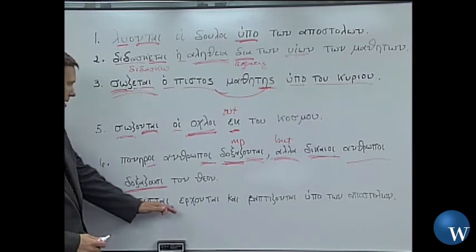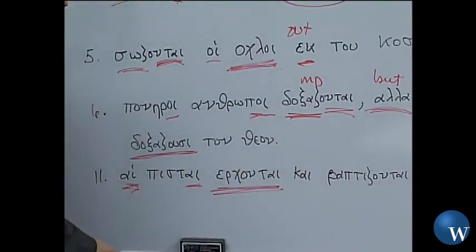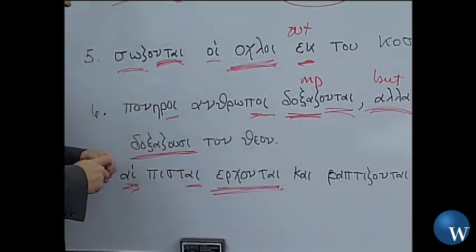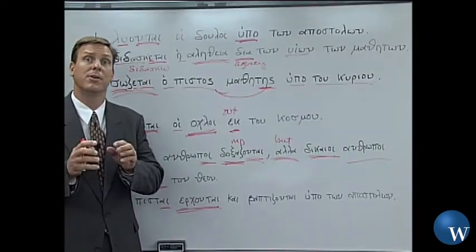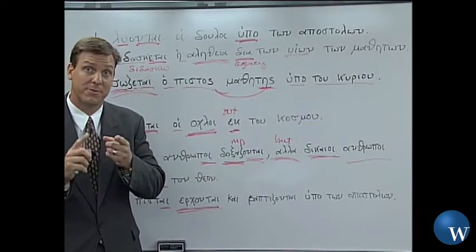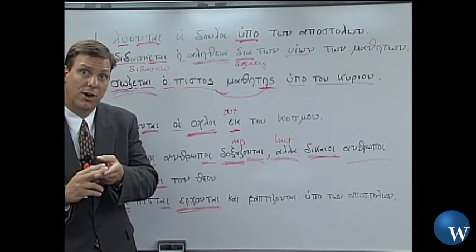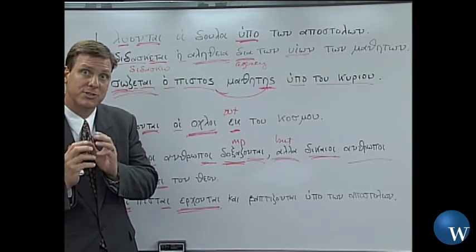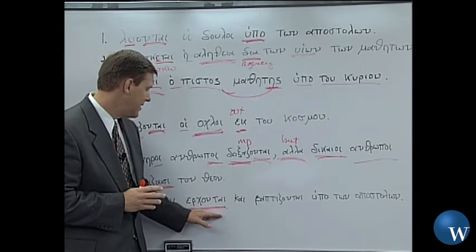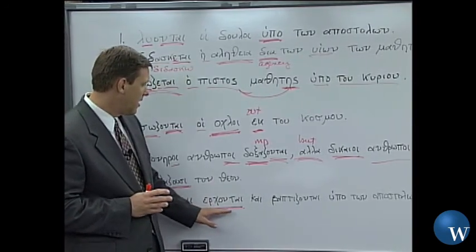All right, the faithful women, what are they doing? Erchontai. You have a verb here. It's a deponent verb. Remember, what does deponent mean? Deponent means active in meaning but passive in form. Or as we've been saying, passive in form but active in meaning. Erchomai, which means go, I go. All right, erchontai is they go. So the faithful women are going.